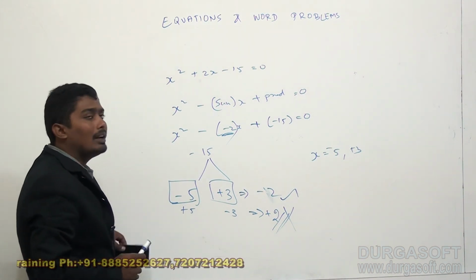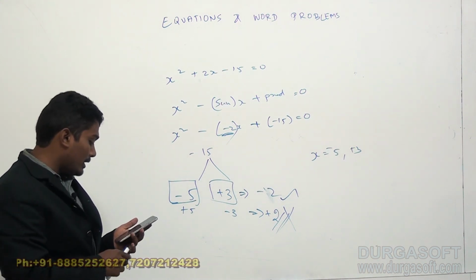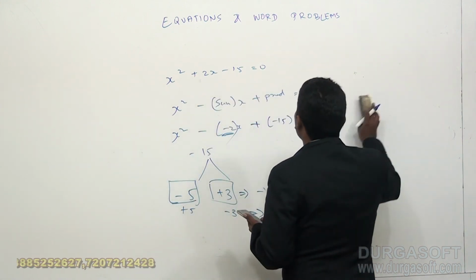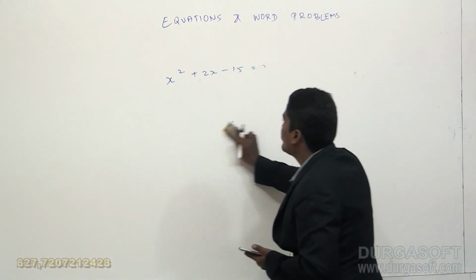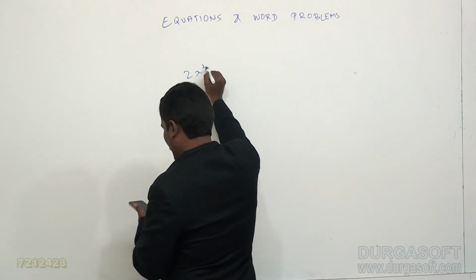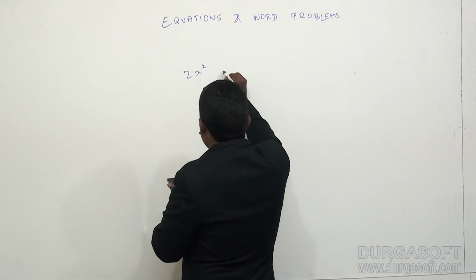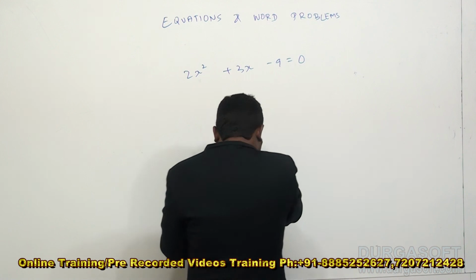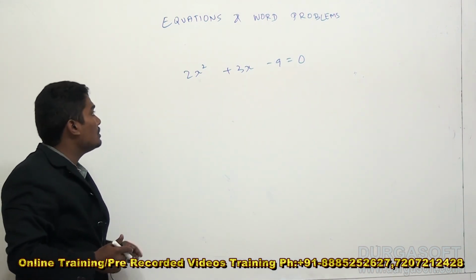Now we will try to solve another simple question based on this quadratic equation. The question goes this way: find the roots of the equation 2x square. So here they have given a coefficient for the x square term. So 2x square plus 3x minus 9 is equal to 0.